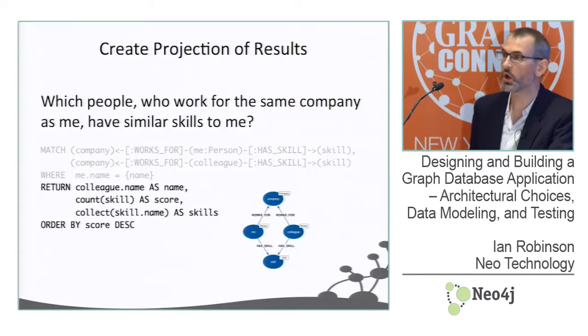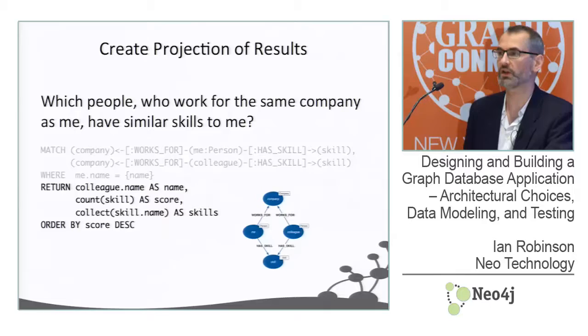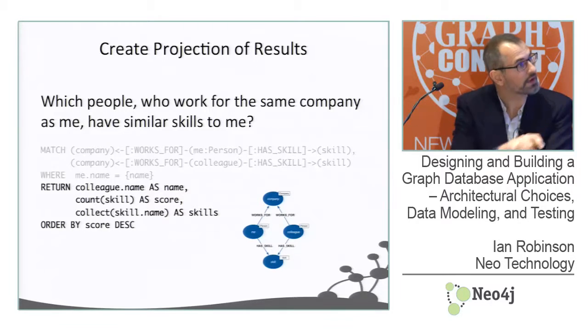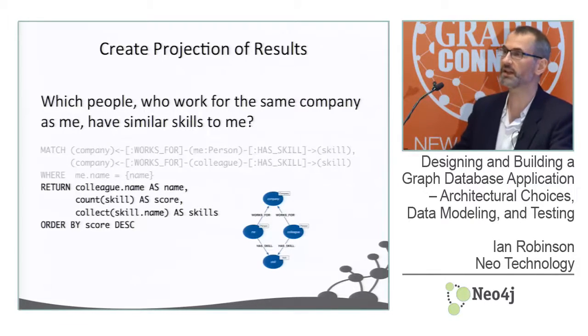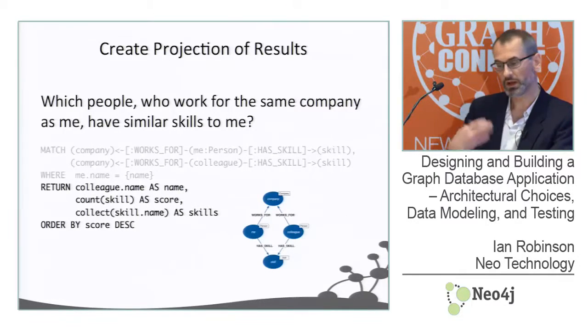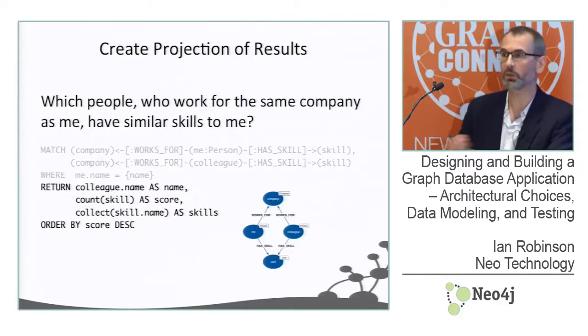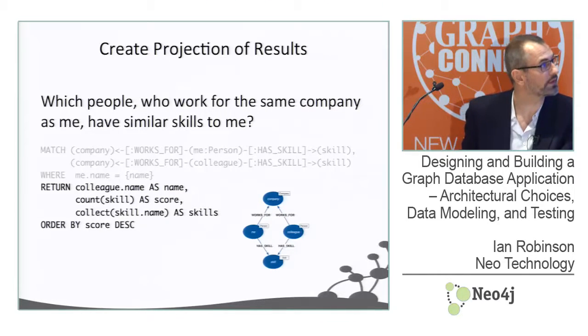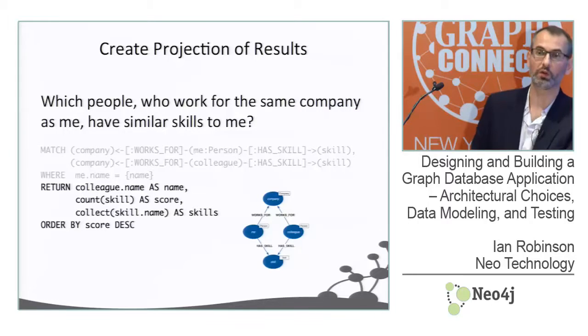Now, it's interesting to know how many skills somebody has in common, but it's also interesting to know which specific skills that person has in common. So the collect function here is generating a comma-separated list of all the particular skills that that colleague has in common with me. All right, so we've got their name, the number of things they have in common, and then a comma-separated list of all those skills themselves. And then we're ordering the results based on the score, highest score first.